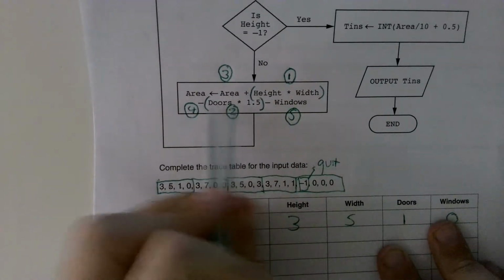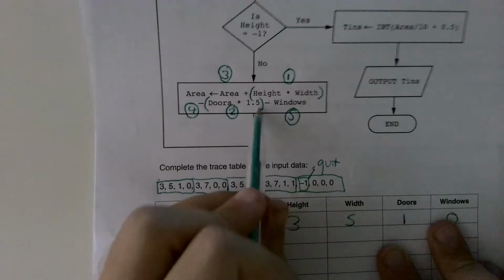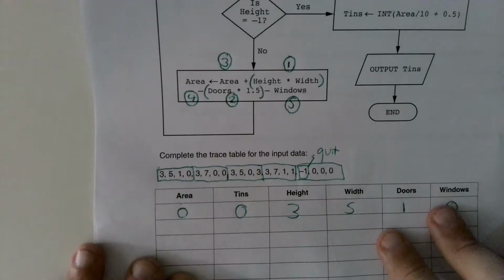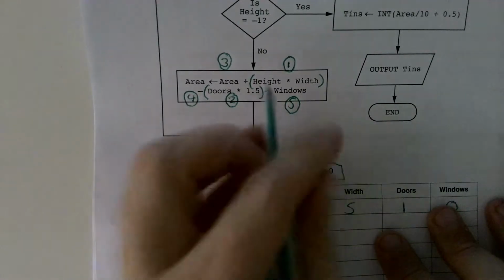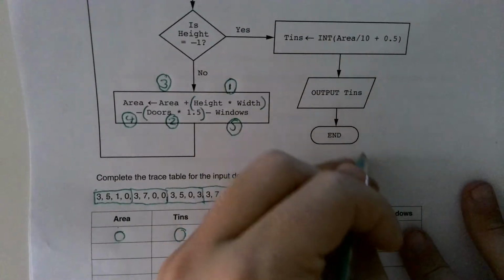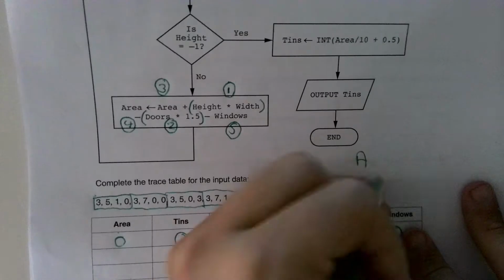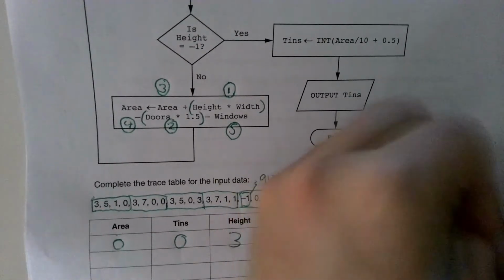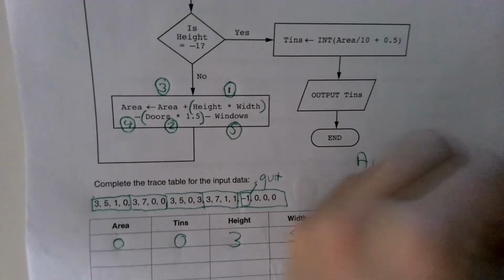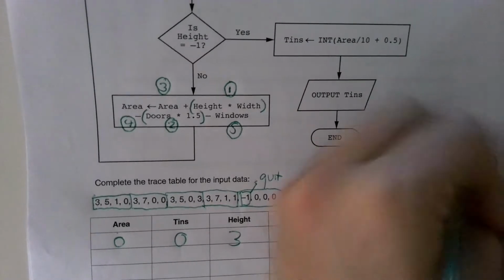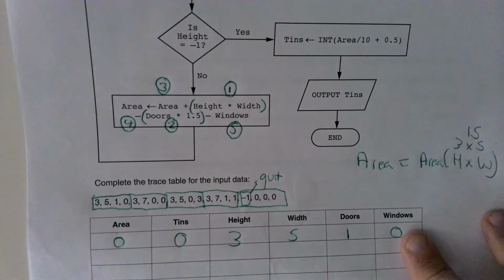So if we were to do that now, we would have height times width, which would equal 15. So if I was to do this here, we would have area equals area plus height times width. 3 times 5, which would equal 15. Okay? Making sense so far? Good. I'm glad it did make sense so far.